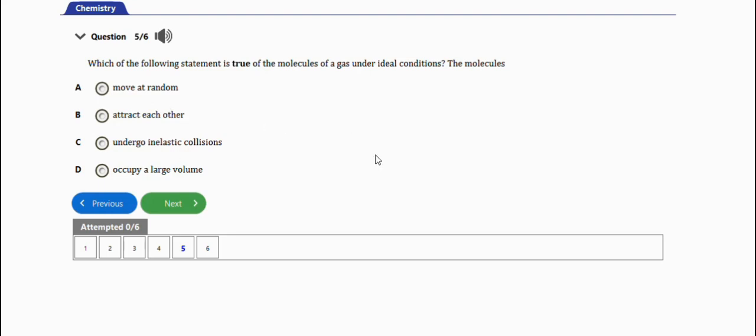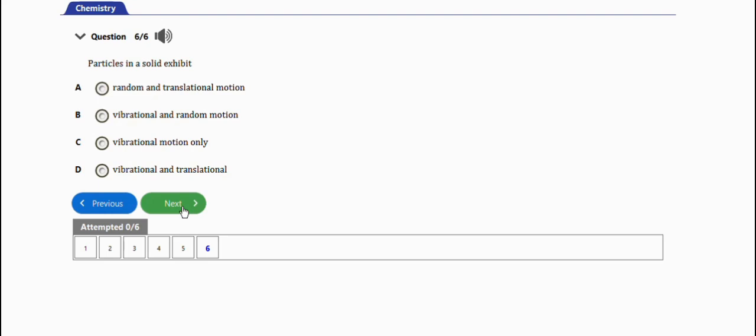Okay, the last question before I end this video will be this one. It says particles in a solid exhibit random and translational motion, vibrational and random motion, vibrational motion only, vibrational and translational motion. So the right option is option C, vibrational motion only.